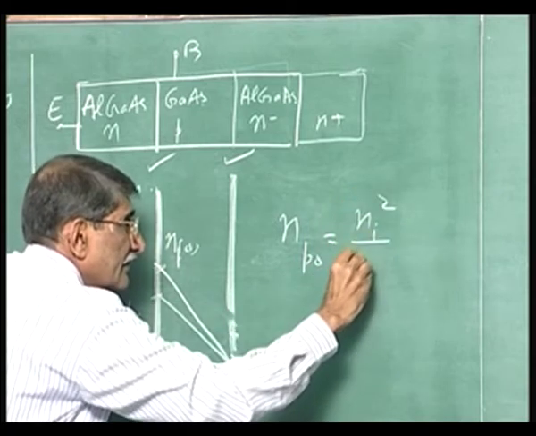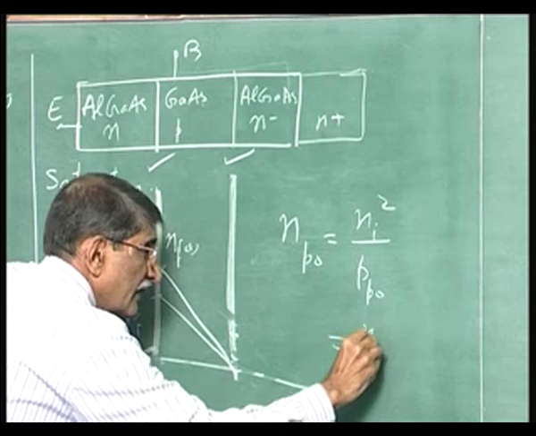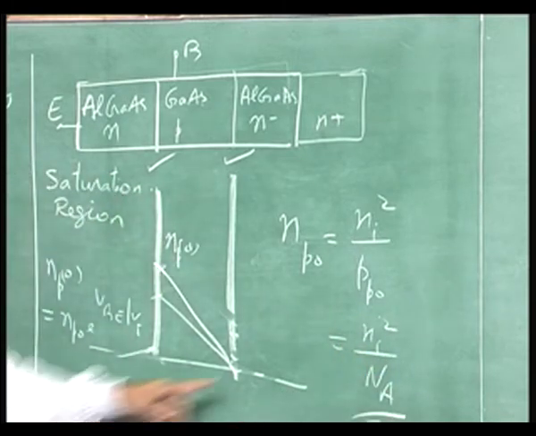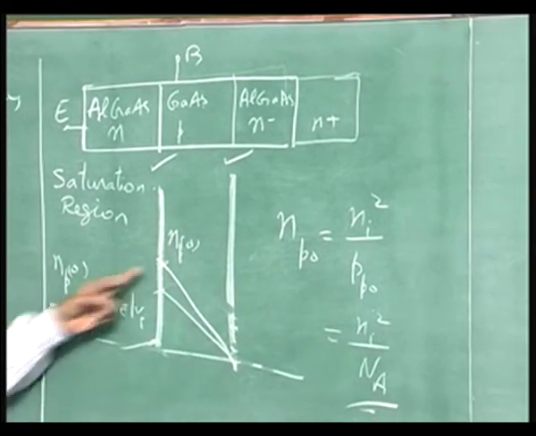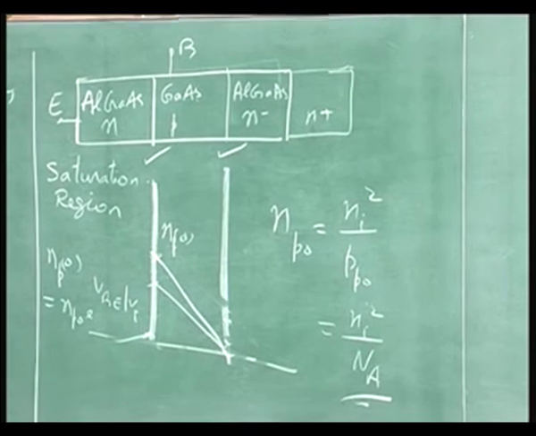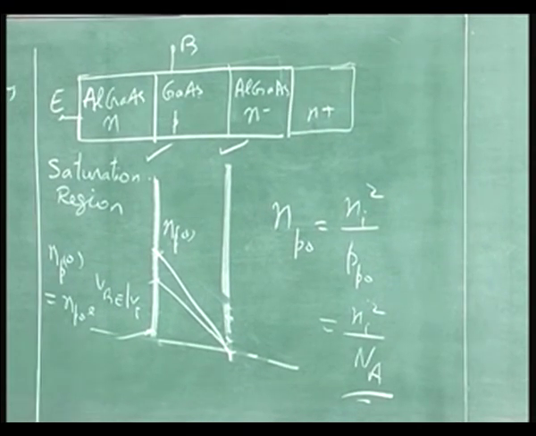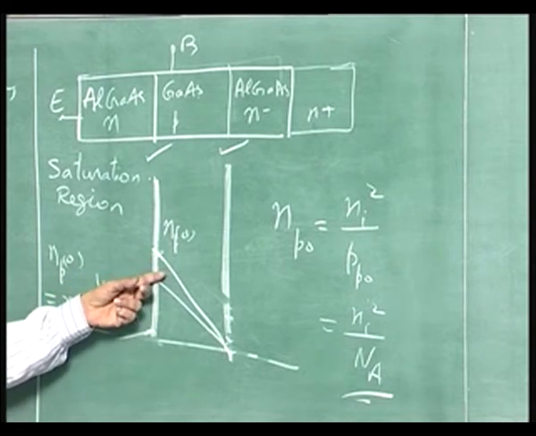Ni squared divided by Pp0, which is Ni squared divided by doping. That increases, and NP0 increases, current increases. This is a simple way of understanding from the formula we have put in the slide there. So, for a given voltage, the current is more.